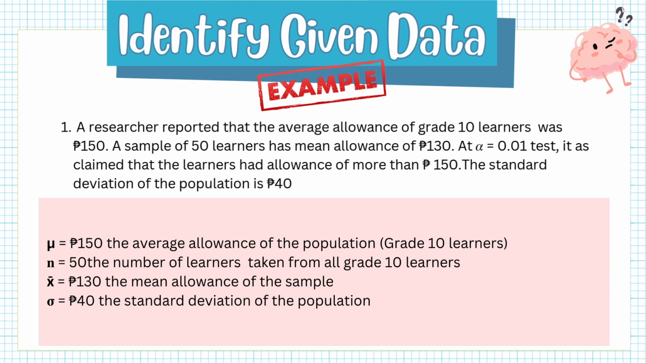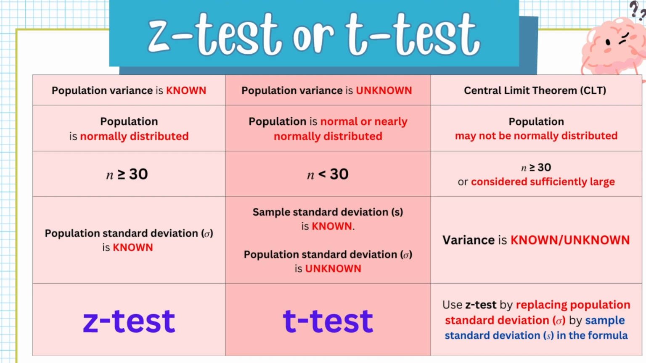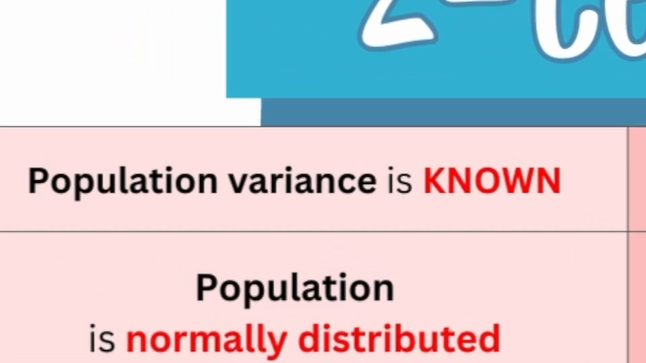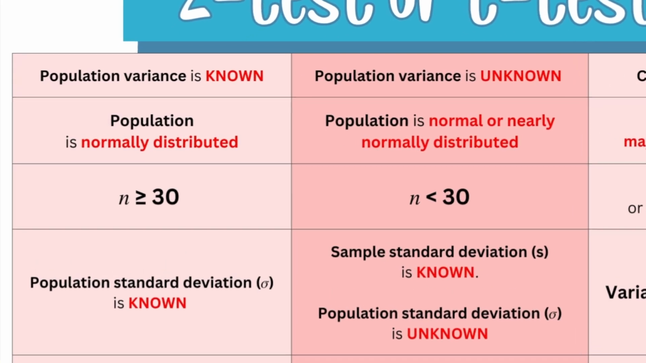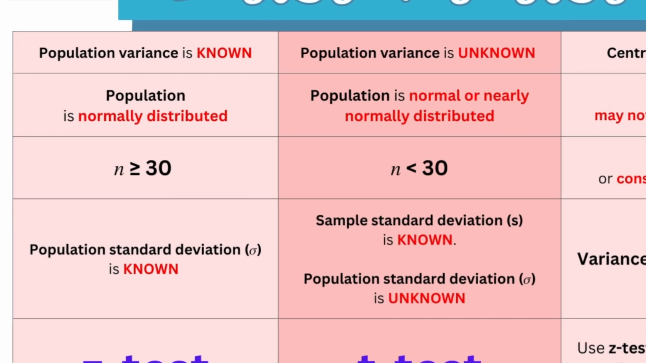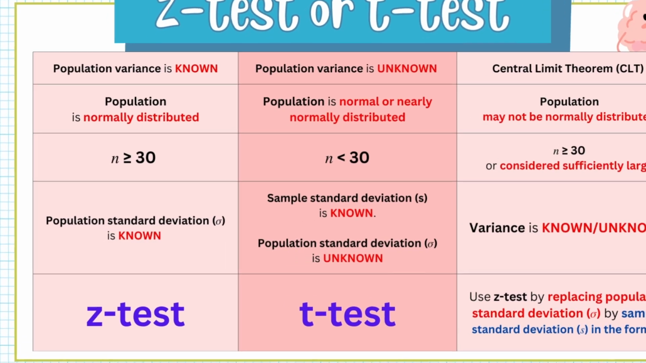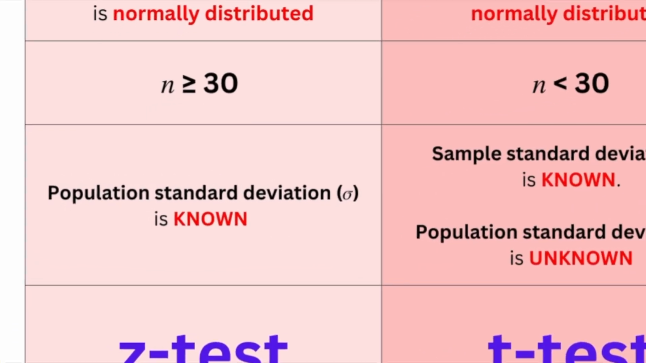The next question is, what statistical test to use? Is it z-test or t-test? The table here will help us determine the appropriate test. So we are going to use z-test here if the population variance is known, the population is normally distributed, our n or the sample size is greater than or equal to 30, and our population standard deviation is known.